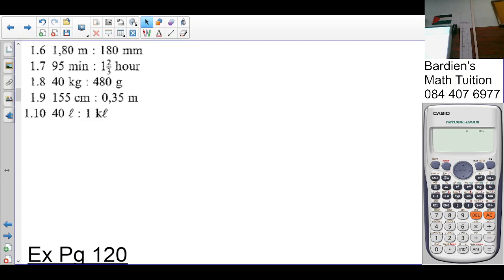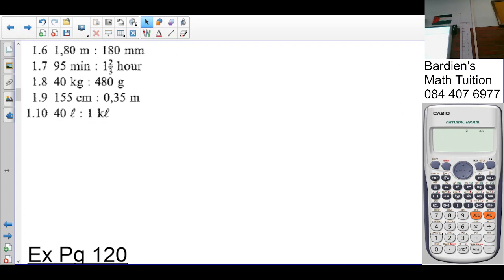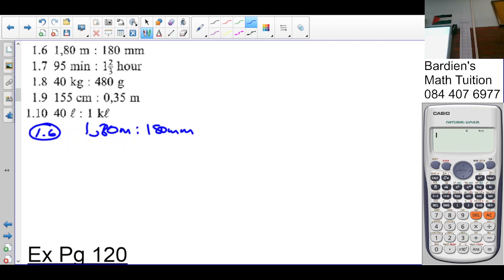Alright, we're looking at 1.6. So we've got 1 comma 80 meters is to 180 millimeters. So which SI unit is smaller? Millimeters, of course, is smaller. So 1 millimeter is smaller than 1 meter.